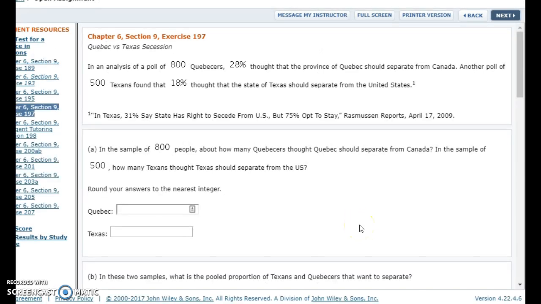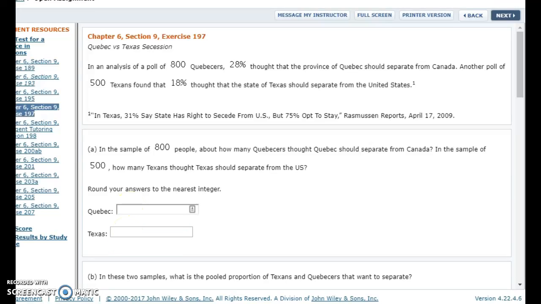So looking at Chapter 6, Section 9, in analysis of a poll of 800 Quebecers, 28% thought that the province of Quebec should be separate from Canada. Another poll of 500 Texans found that 18% thought that the state of Texas should be separate from the United States. So we come to the first question. It wants to know about the numbers or the counts for people of Quebec and people of Texas.